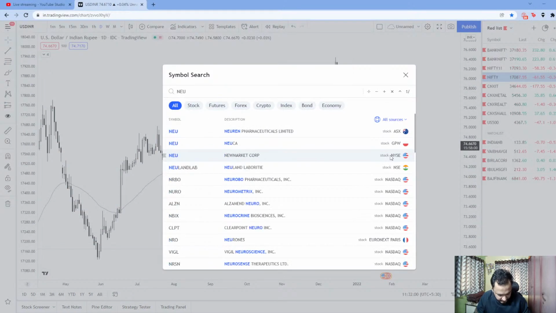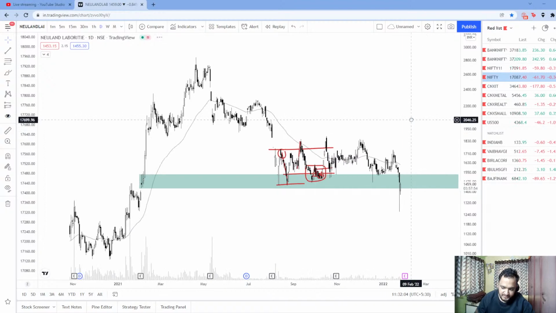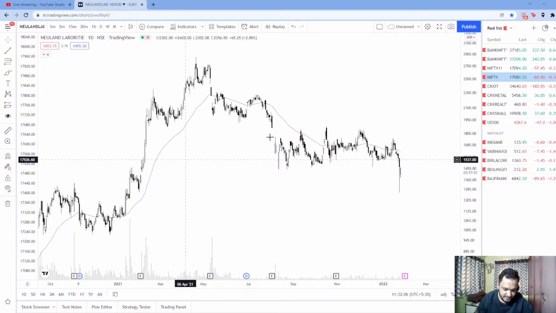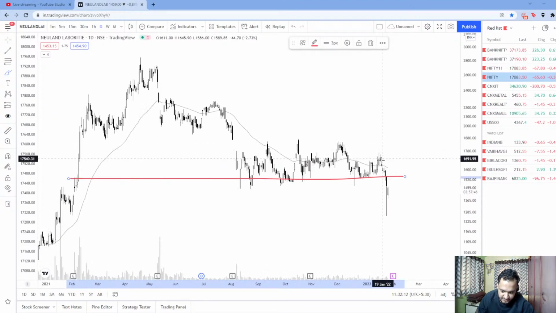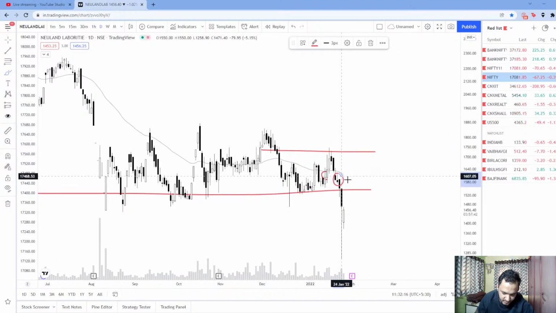Neuland Labs, all right. Neuland Laboratories, this has broken the structure, so nothing in this. I would ignore this. It's actually perfectly downtrending. I was watching it somewhere here. I'd taken an entry here, rejected from the supply. Then my exit was here. So just a little loss. Don't hold these when the structure is clearly bad.